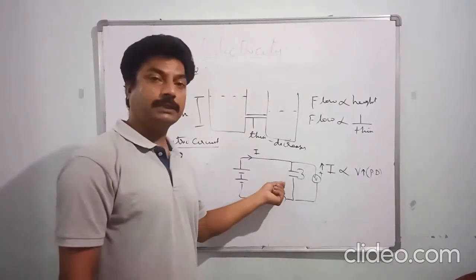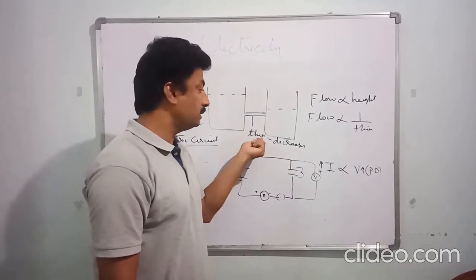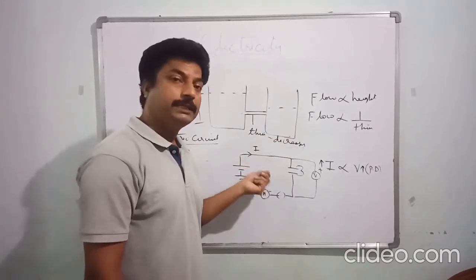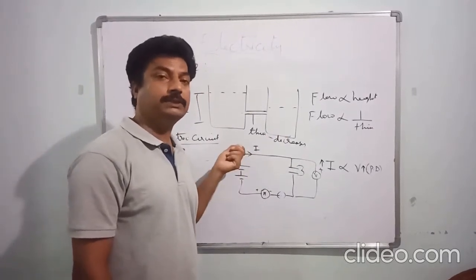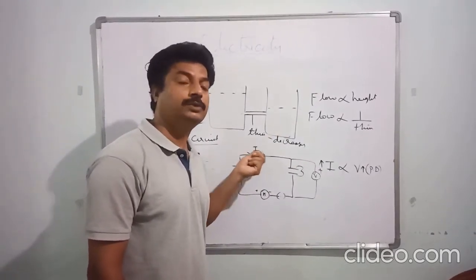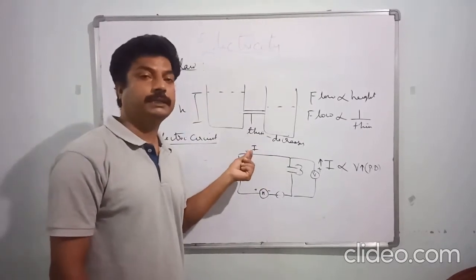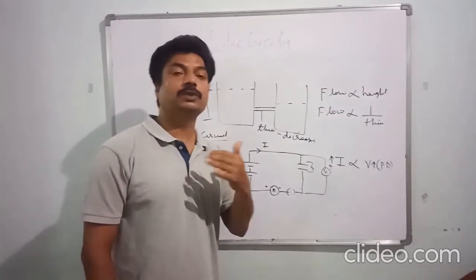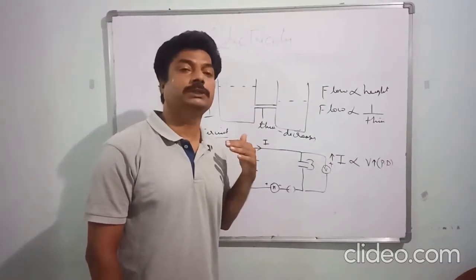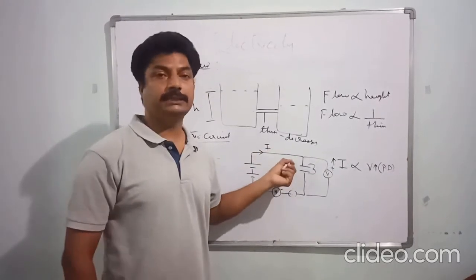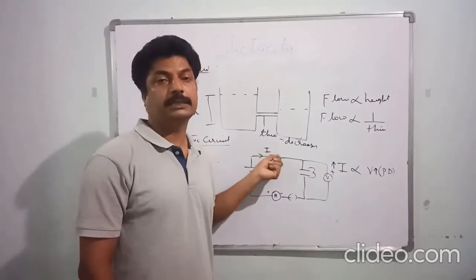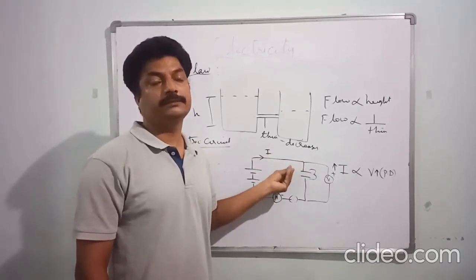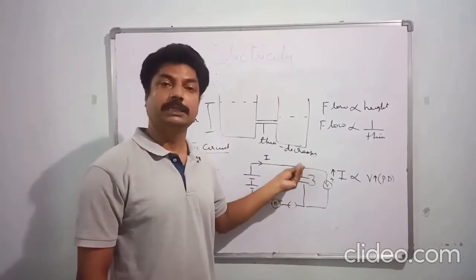There is one more factor here. Just as the thinness of the pipe decreases the flow, equivalently in an electric circuit there is one component that opposes the current, which is called resistance. In motion, the friction opposes the motion. In the same way, there is a resistance factor in an electric circuit which opposes the flow of charge, that is, which opposes the current.